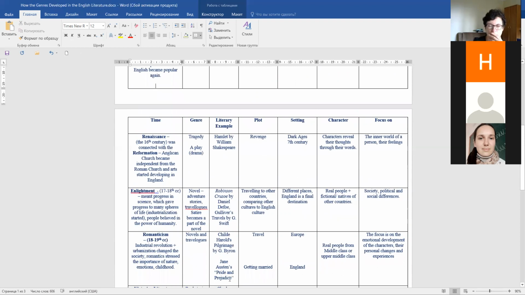Renaissance started in the 16th century and was connected with the Reformation. The Reformation led to the Anglican Church becoming independent from the Roman Church, and art started developing in England. The main genre is tragedy, a play or drama. A literary example is Hamlet by William Shakespeare. The plot is about revenge. The story is set in the 7th century, Dark Ages. Characters reveal their thoughts through their words, and the focus is on the inner world of a person and their feelings.